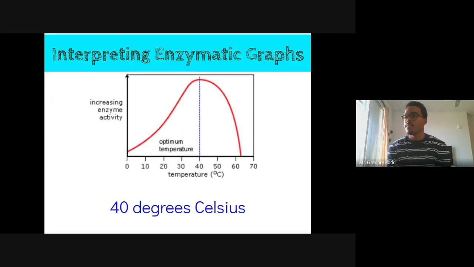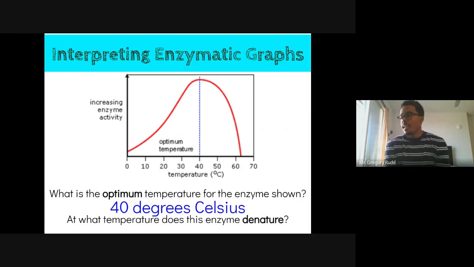All right. So I kind of gave the answer there already, but in this case, we're not looking at pH, we're looking at temperature. So the optimum temperature for this enzyme is 40. The graph is at its highest point at 40 degrees Celsius. At what temperature does the enzyme denature here? At what temperature does the enzyme denature?